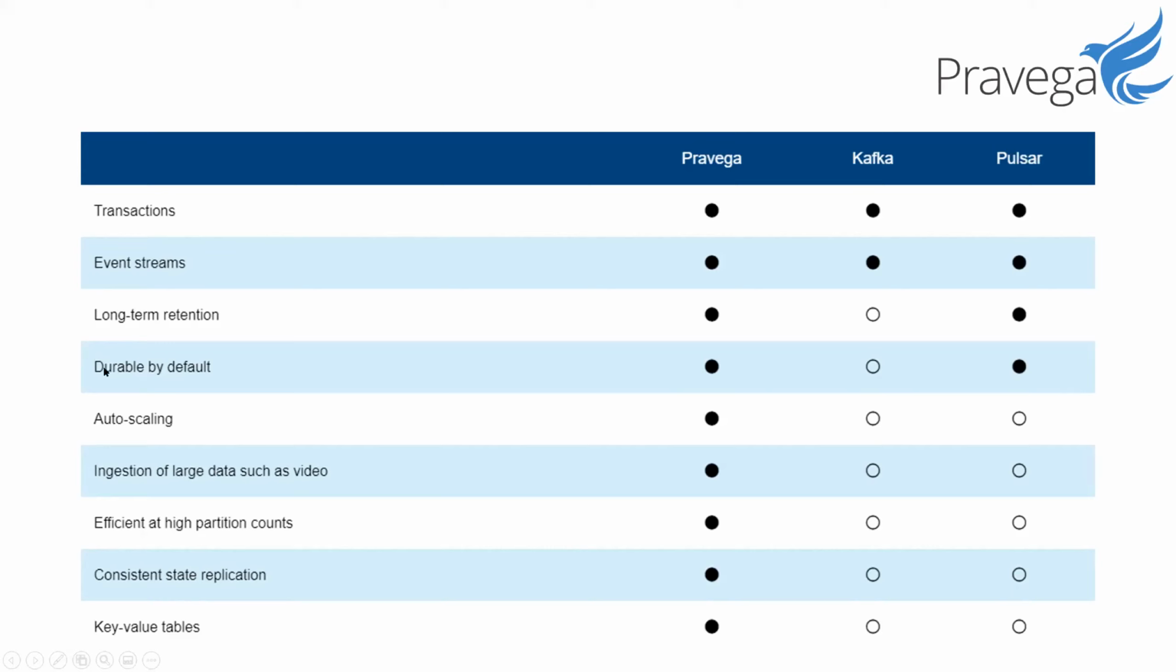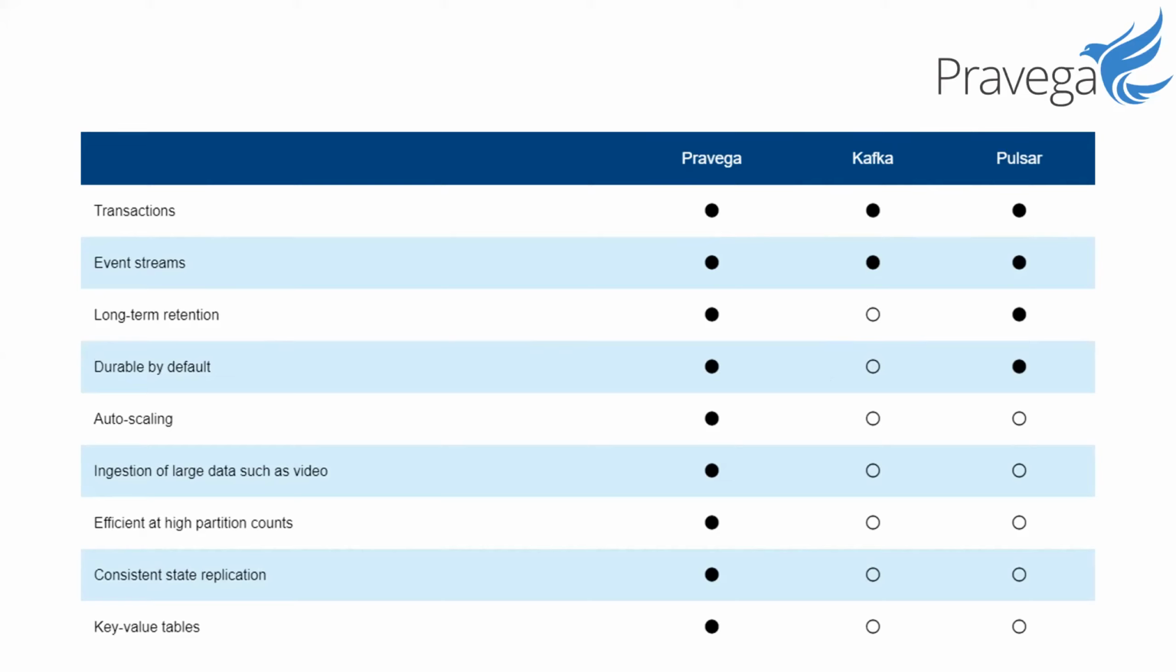So Kafka's, I guess, catching up or keeping current. But in terms of being durable by default, Pulsar and Pravega are durable by default. I think I've seen discussion about Kafka changing its defaults. I think there's a KIP out there. Auto scaling, that's sort of where we see a lot of our need.